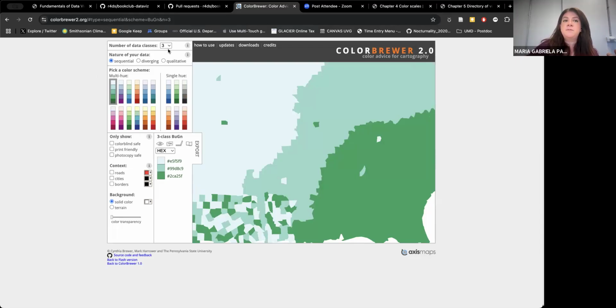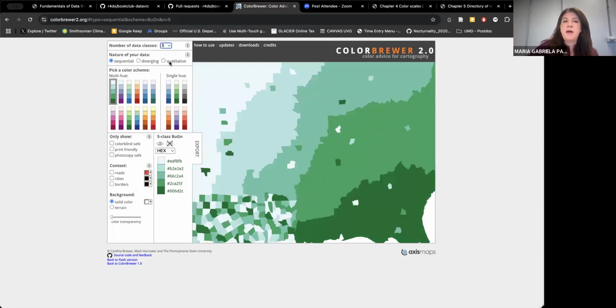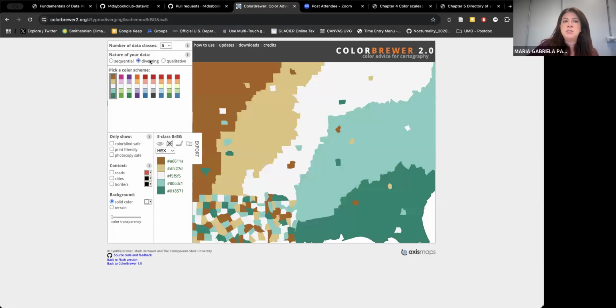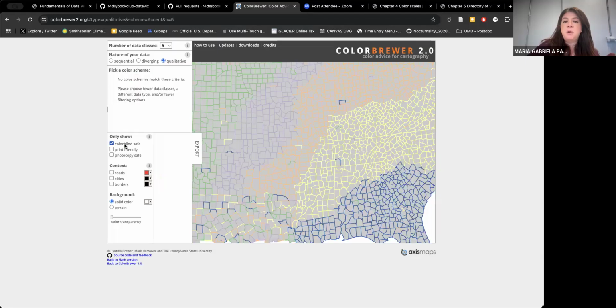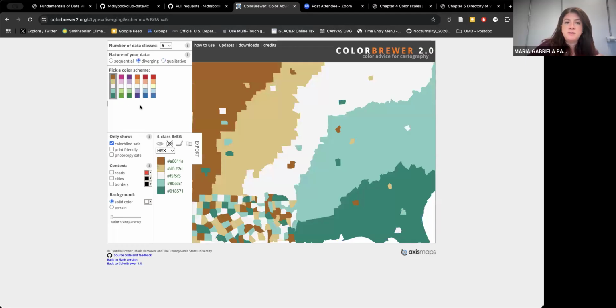So if you start here saying how many classes you have, so let's say I have 5 classes, and then I specify if I want a sequential, a diverging, or a qualitative color palette, which are the ones that we just saw in chapter 4. And then you can also mark this box that says colorblind safe. And that is going to show you exclusively color palettes that are going to be colorblind safe.